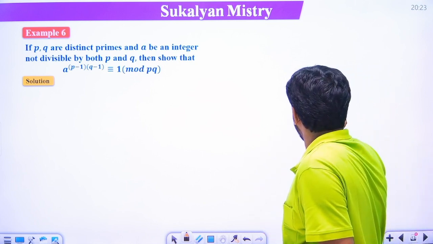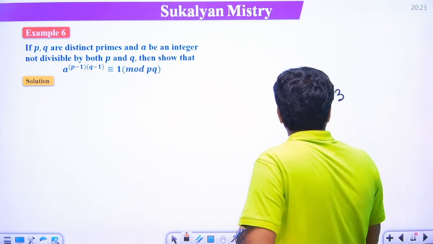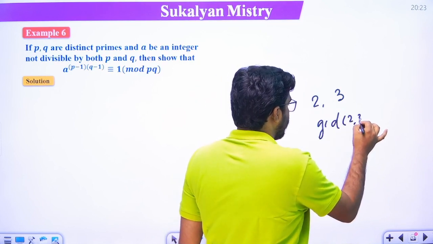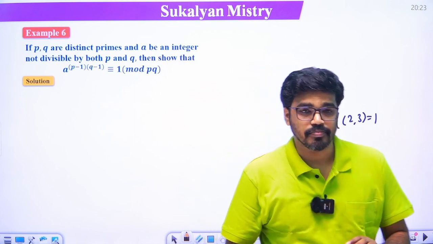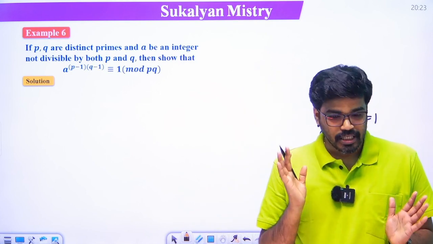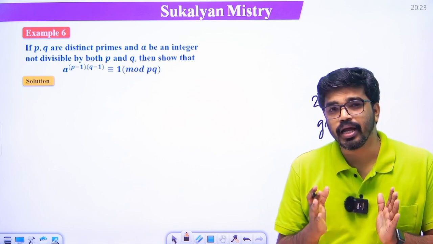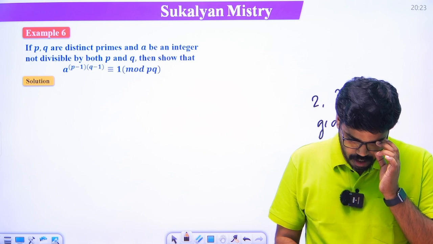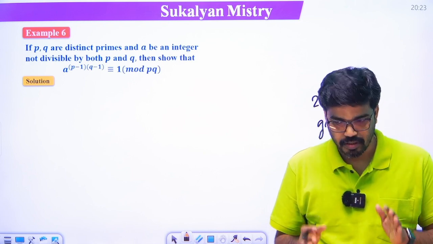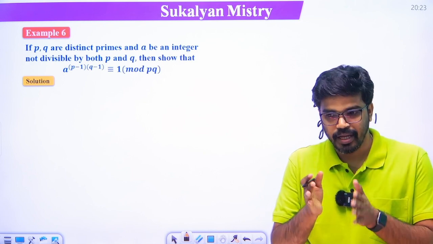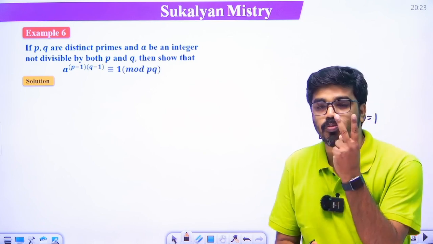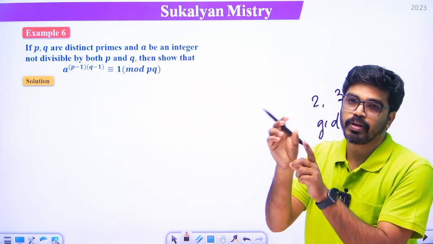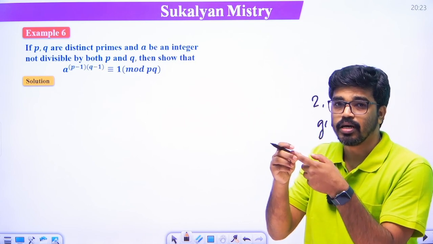Suppose p is 2, q is 3, so obviously they are two distinct primes, what will their GCD be? GCD of 2 and 3 is always 1. So here p and q are distinct primes. That means GCD of p and q is 1. Okay. So first of all, note this: if p and q are distinct primes, that means GCD of p and q must be 1. That means p and q are relatively prime. Two prime numbers are always co-prime.